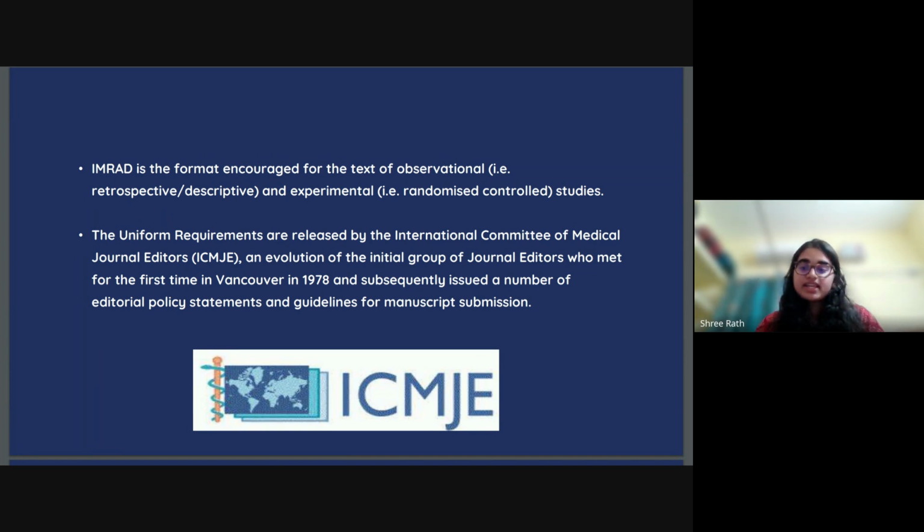It isn't necessary for a narrative review to follow IMRAD. It isn't necessary for a case report, for a letter to the editor, or for a commentary to follow IMRAD. Systematic reviews and meta-analyses do follow IMRAD criteria as well. This was set by the ICMJE, which has given a number of guidelines on multiple aspects of how you're supposed to frame your research paper, how your references should be sorted, and obviously the IMRAD criteria.